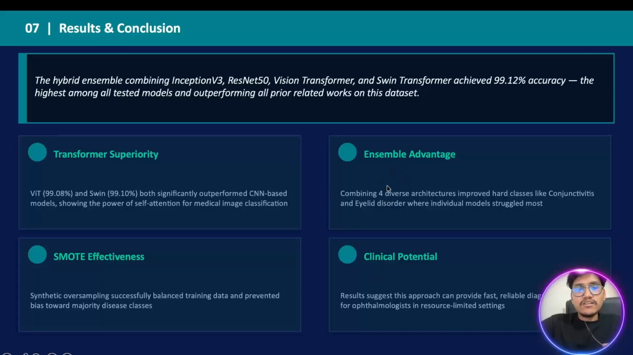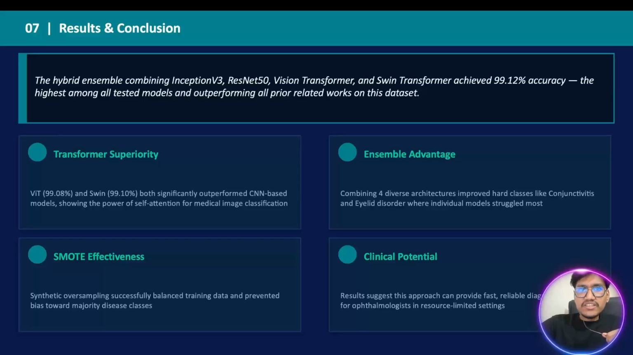And then ensemble advantage: combining four architectures with different strengths produces better results than any single model alone. The ensemble was most beneficial for the difficult classes, conjunctivitis and eyelid disorder, where individual models each made some mistakes, but when combined, they corrected each other's errors.